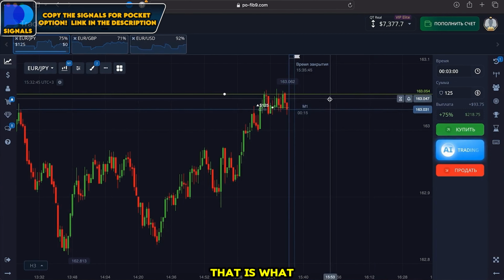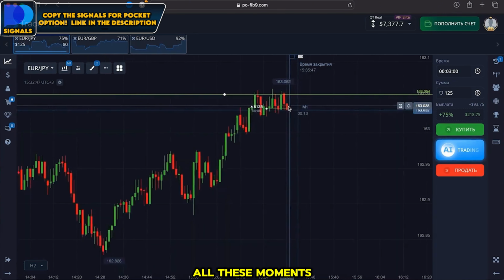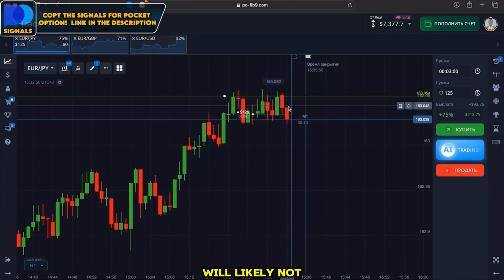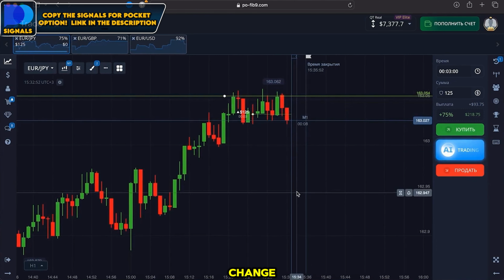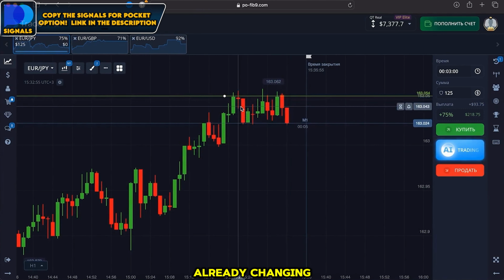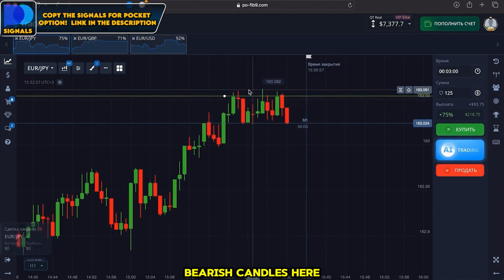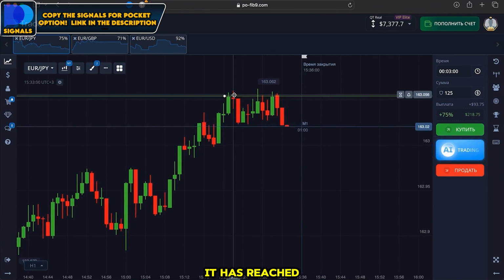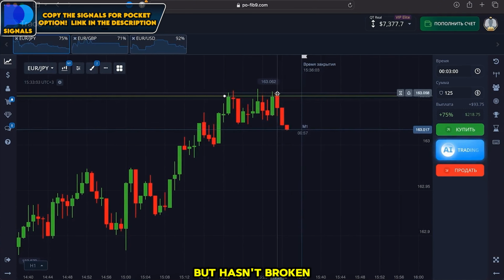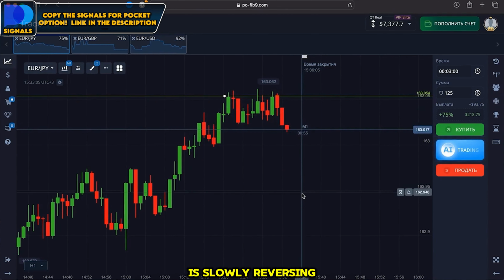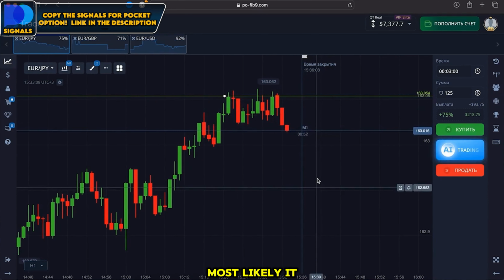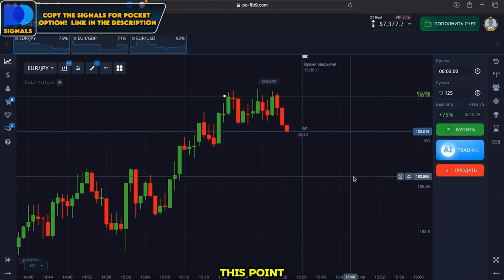That is, what I am looking at now, all these moments that I just opened here, will likely not suit you because the trend may change. As you can see, it is already changing. We are creating bearish candles here. It has reached the maximum, but hasn't broken through it yet, and the trend is slowly reversing here. Most likely it will reverse around this point.